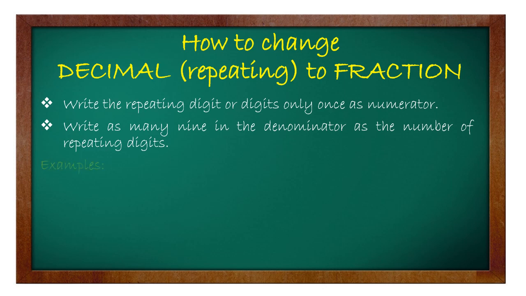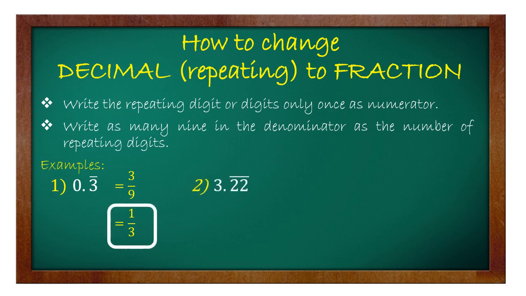For example, 0.3 with a bar at the top. So, ibig sabihin, ang umuulit na digit natin ay 3. So, ibig sabihin siya yung numerator. Since isa lang yung digit na umuulit, isang 9 lang ang ilalagay natin sa baba. So, that's 3 over 9. And then, you get the lowest term of 3 over 9 that is equal to 1/3.